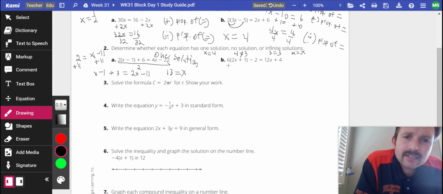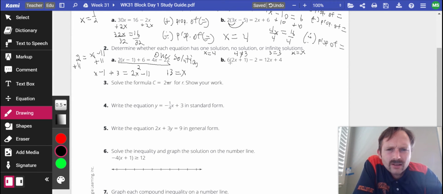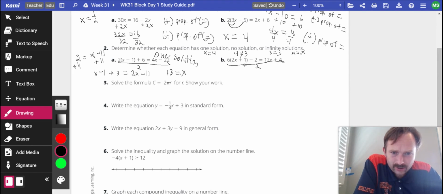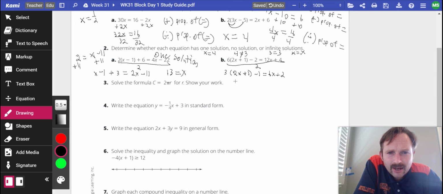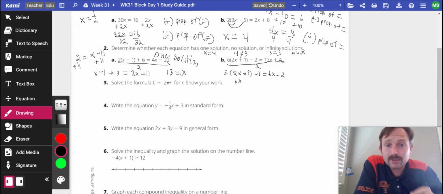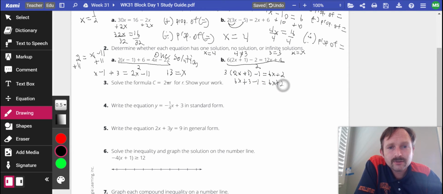Next up, I see this right here. Once again, I see that 2 is a factor in all of these, so I'm going to divide by 2 all the way across. I get 3 times 2x plus 1 minus 1 is equal to 6x plus 2. All right, if I multiply this out, I get 6x using the distributive property. I get 6x plus 3 minus 1 is equal to 6x plus 2. If I cancel these out, 3 minus 1, I get 6x plus 2 is equal to 6x plus 2.